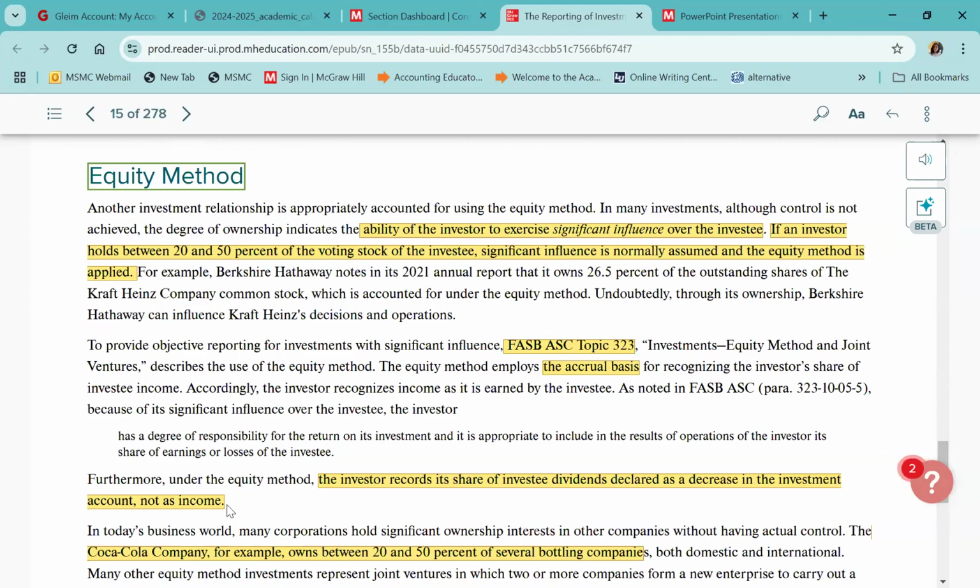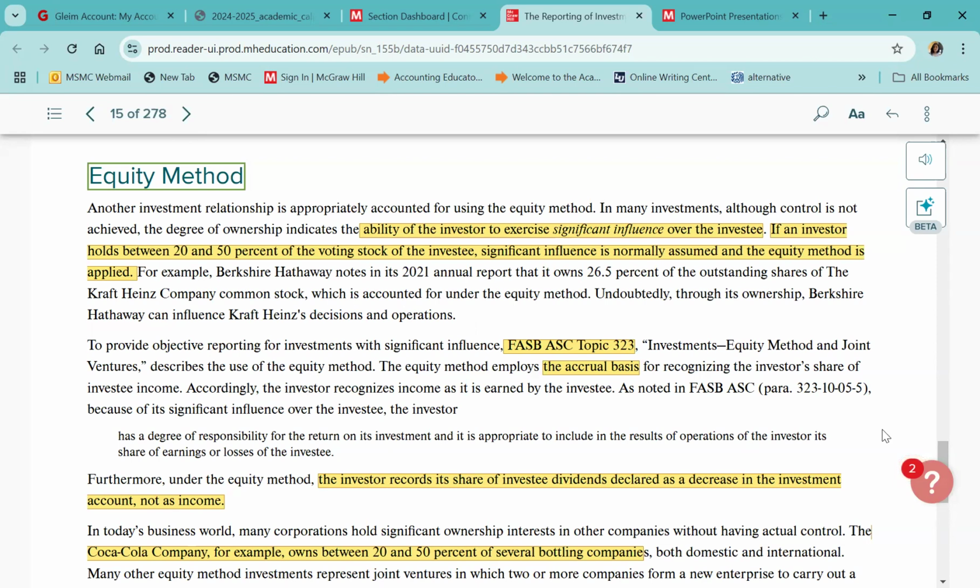So ASC 323 basically says that when an investor owns between 20 to 50% in an investee, another company's common stock, the investor should use the equity method to account for this investment. So when the investee, that's the company whose shares we acquired, recognizes income, what should the investor do?